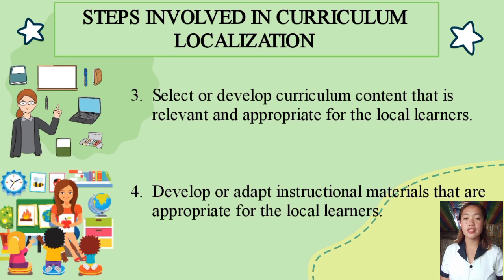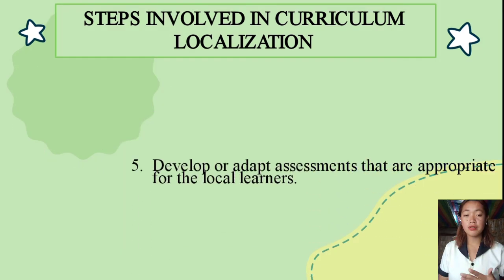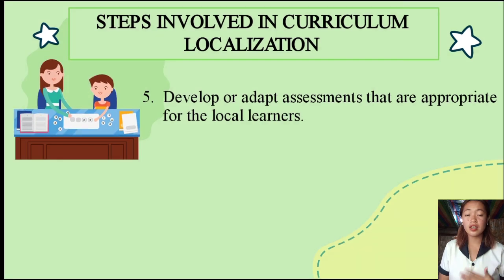The fourth step is to develop or adopt instructional materials that are appropriate for the local learners. So the fourth step is all about choosing and creating appropriate learning materials that are interesting and useful for the students, specifically the local learners. The fifth step is to develop or adopt assessments that are appropriate for the local learners.